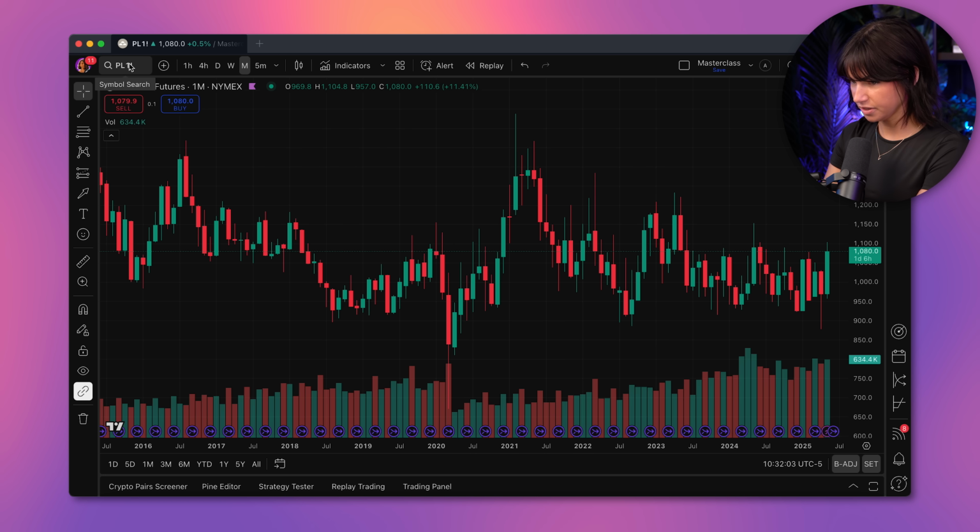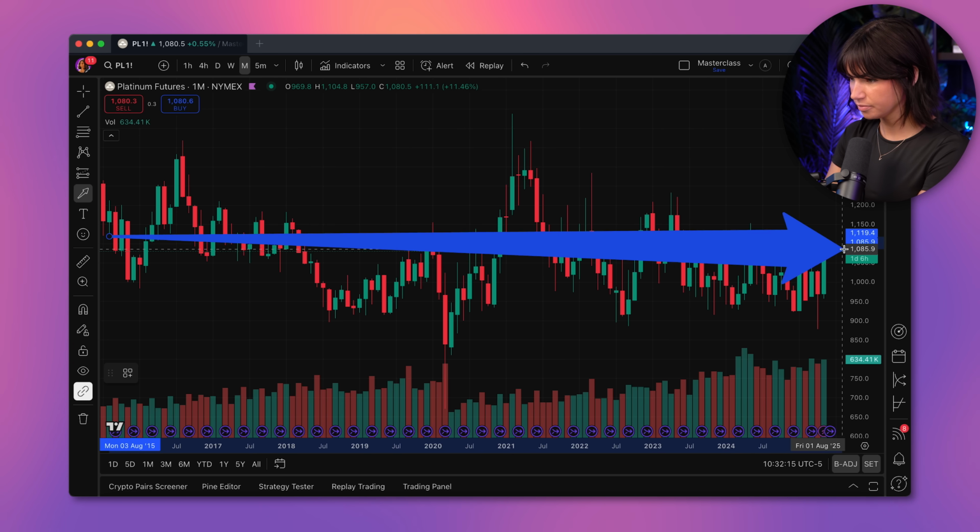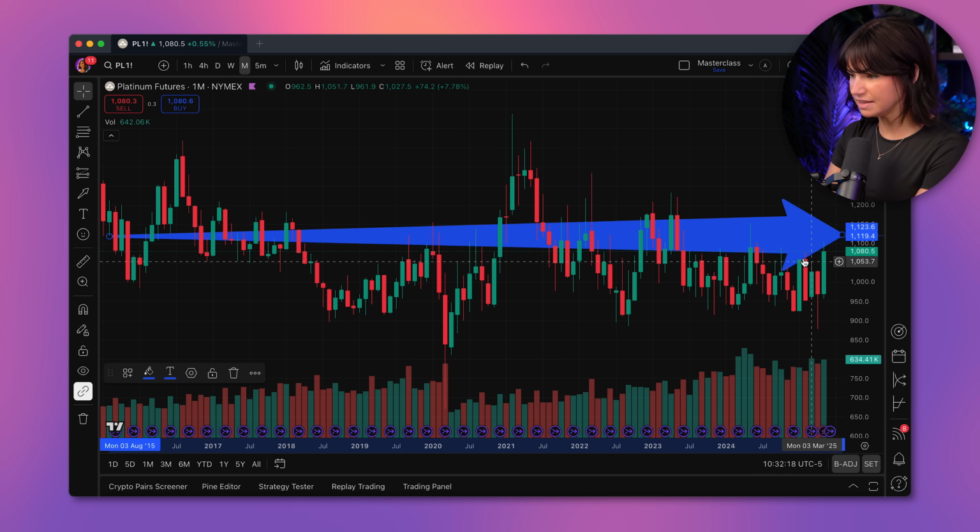Now this is the third instrument here. This is platinum. This is the same time frame, the monthly time frame. But now if we look at the price from left to right, starting here to here, the price is overall in the same area. We're moving sideways. This is considered consolidation or a range.